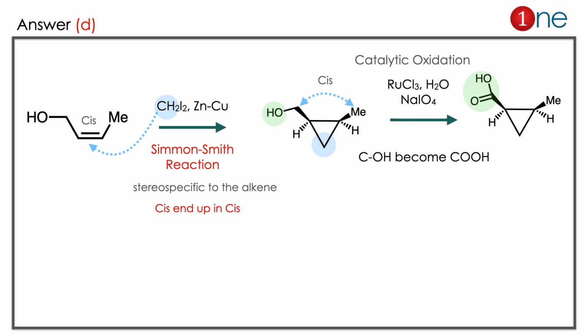Here you have to learn two things. One is what is the Simmons-Smith reaction. Simmons-Smith reaction means you are taking alkene and zinc copper couple and diiodomethane, just cyclopropane formation. Second thing is sodium iodide in ruthenium catalysis. This will convert CH2OH into COOH.